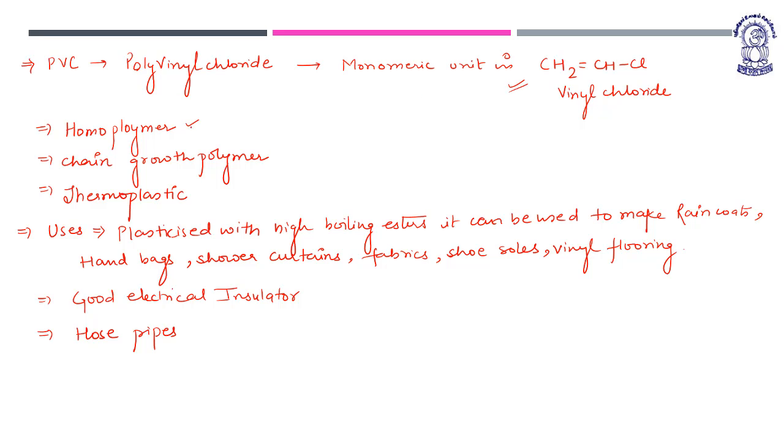It is a homopolymer, it is a chain growth polymer, it is a thermoplastic. When it is added with high boiling esters, it can be used to make raincoats, handbags, shower curtains, fabric, shoe soles, vinyl flooring. It is a good electrical insulator and it is also used to make hose pipes.